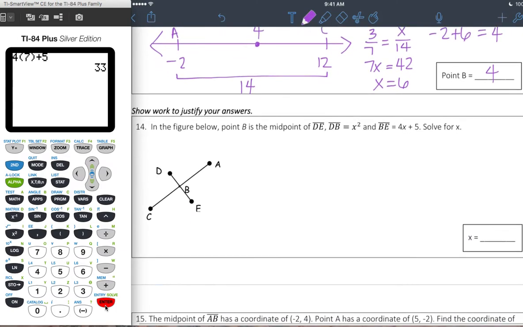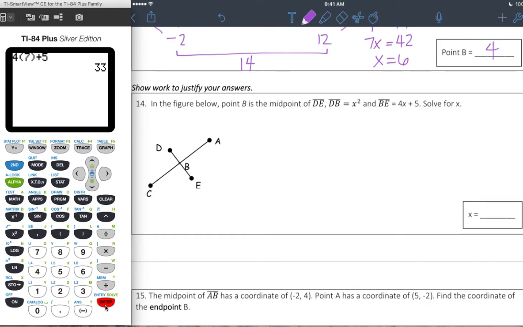All right. So then we have number 14. It says that point B is our midpoint of DE. DB is x squared, and BE is 4x plus 5. Since B is the midpoint, we know that those two parts are equal to each other. So we're going to set x squared equal to 4x plus 5.